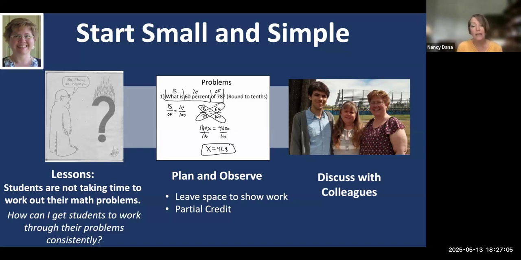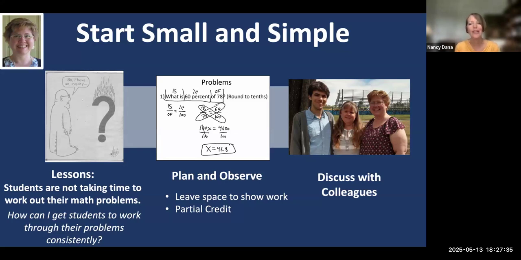So she planned and observed. In her work with her students, she began leaving space in each question on worksheets for students to show their work. Then she gave students partial credit for showing their work, even if they got the answer wrong, thinking that might be an incentive to develop the habit of always working through a problem before you pick an answer.